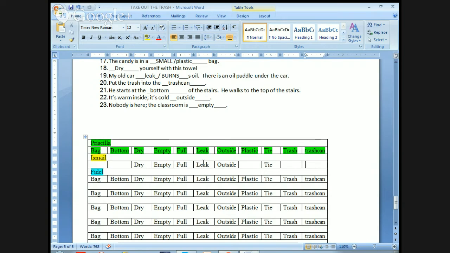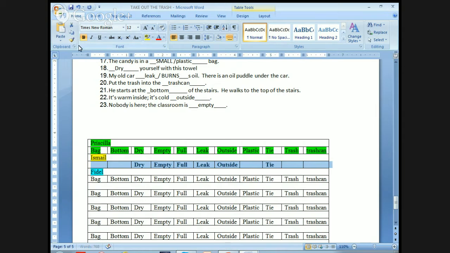You still have a few more words. Everywhere was dirty. You need to use the words dry, empty, full, leak, outside, and tie. Do you see the words that you should use?